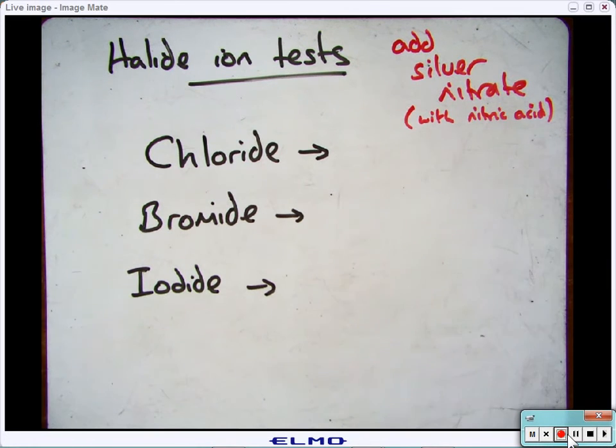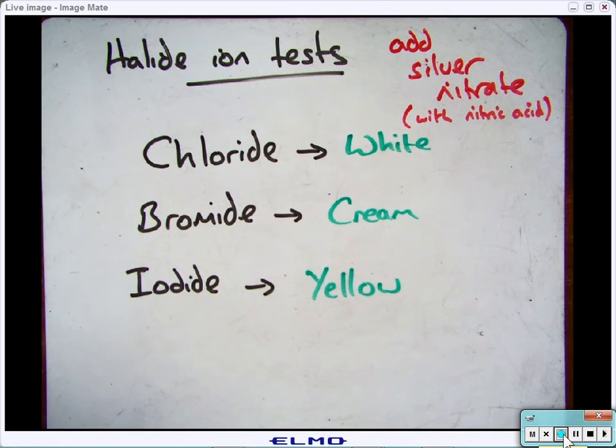And the three colours that you need to remember are: chloride ions will turn the precipitate white, bromide ions will turn the precipitate cream, and iodide will turn the precipitate yellow.